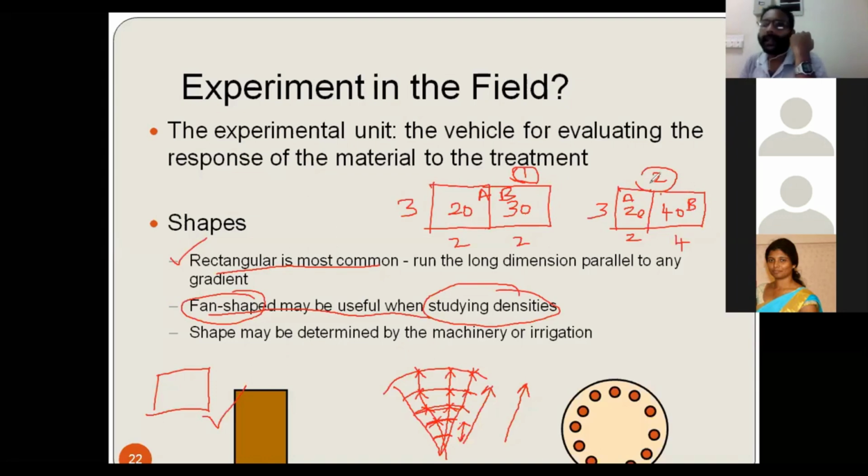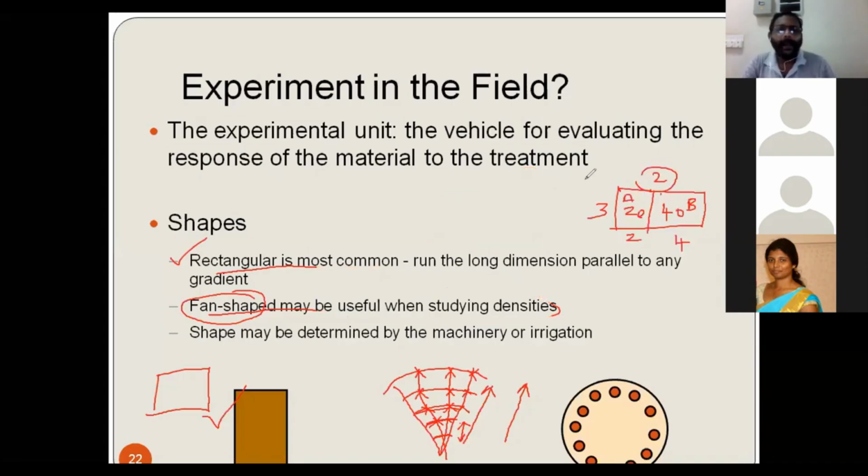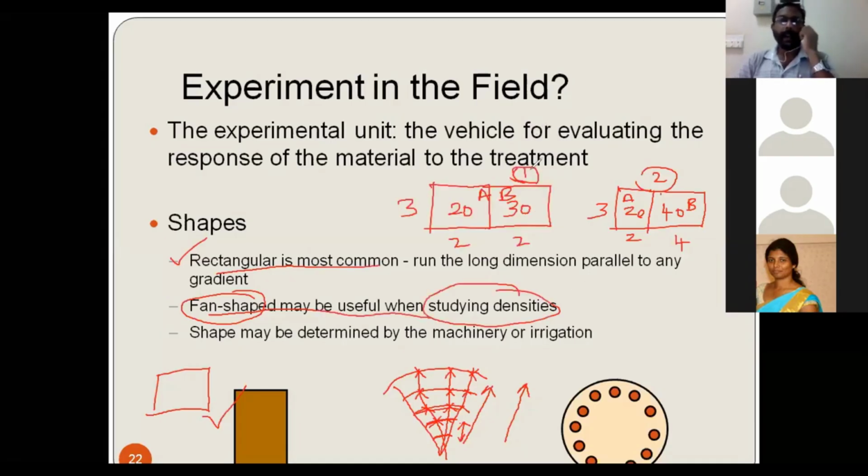Let us speak out, huh? No easy way to send chat. Yes, good. No, I'm asking. Once again, can you send it to me? I'm asking 1 and 2. So in 1, the density is same or different?